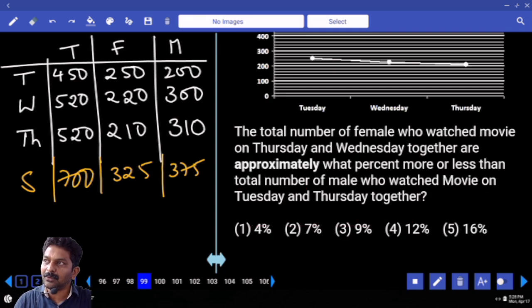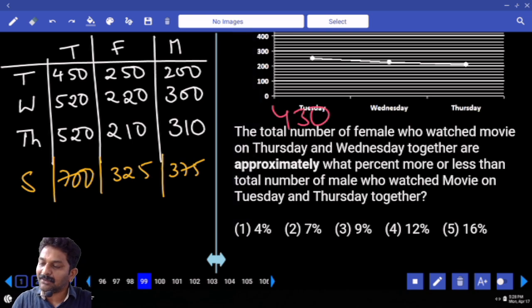Total number of females who watched the movie on Thursday and Wednesday together. How much is this? 430. Let me write that number.